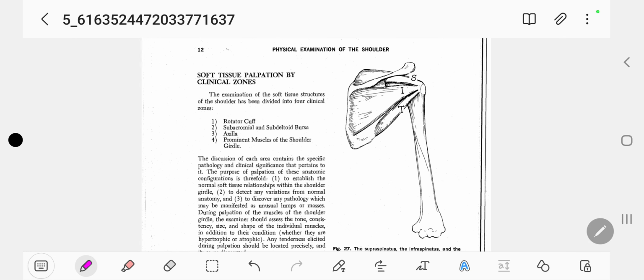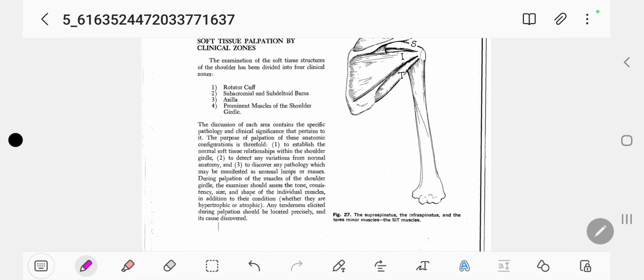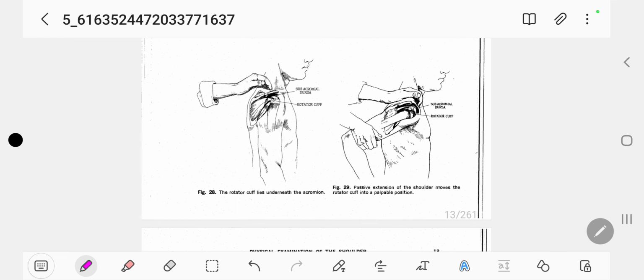For soft tissue palpation, first are the muscles: supraspinatus, infraspinatus, and teres minor, which are part of the rotator cuff in the first zone. The subscapularis is difficult to palpate, as it lies on the anterior aspect. The second zone will be the subacromial subdeltoid bursa, the third zone will be the axilla, and the fourth will be the prominent muscles of the shoulder girdle.